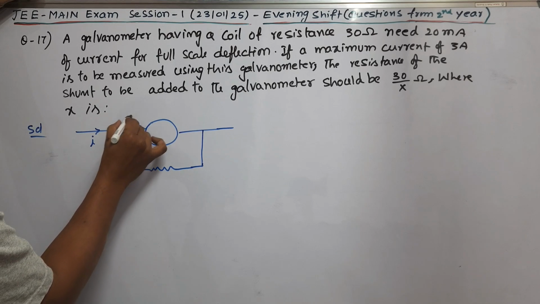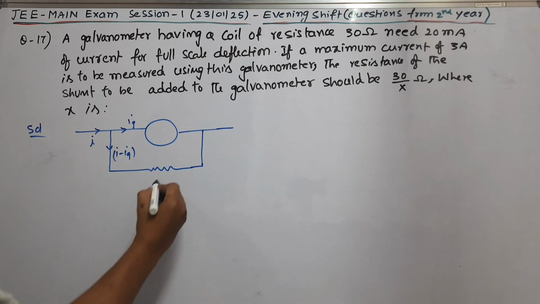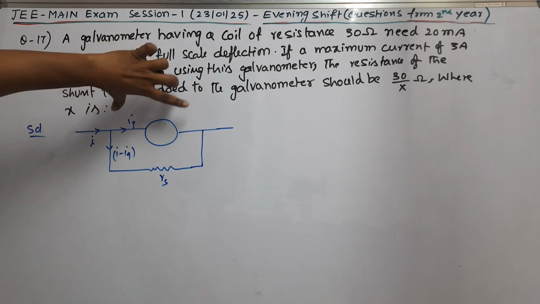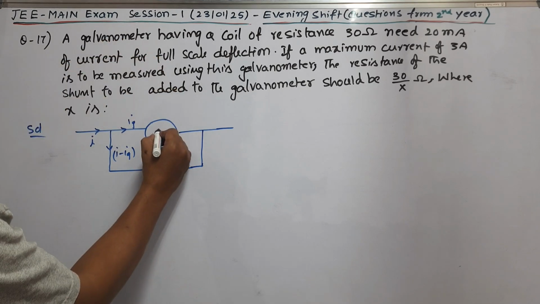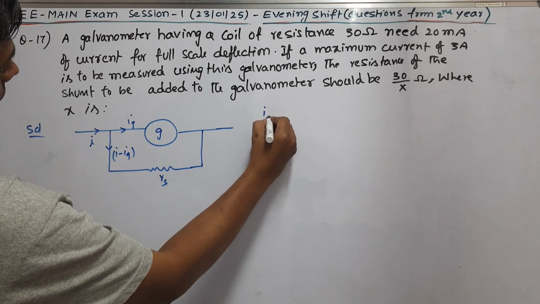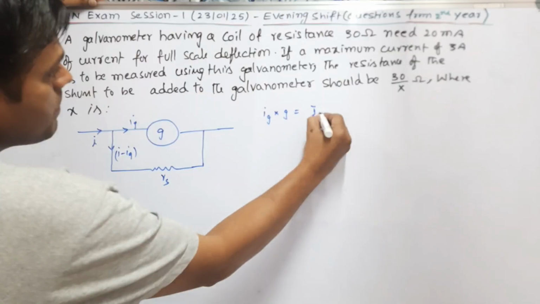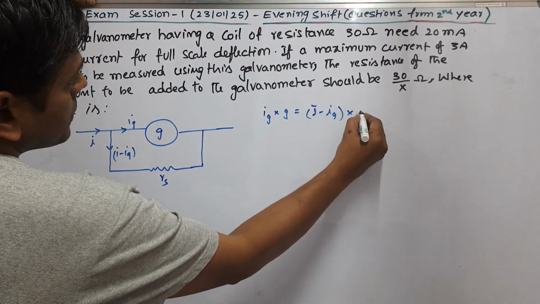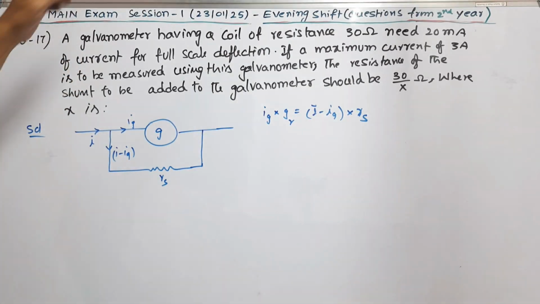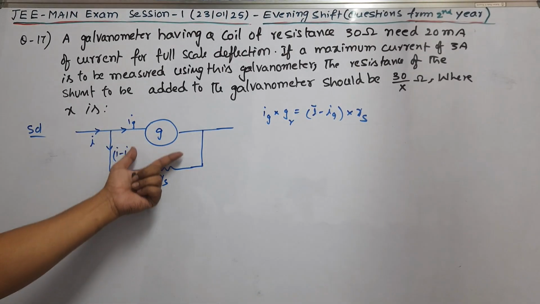When some of the current passes through the galvanometer, the rest, I minus Ig, passes through the shunt resistance Rs. These two are in parallel, so the potential drop across the ends of the galvanometer is equal to the potential drop across the shunt resistance. Therefore, Ig into G is equal to (I minus Ig) into Rs, where G is the galvanometer resistance. This is called the shunt principle, the conversion of a galvanometer into an ammeter.